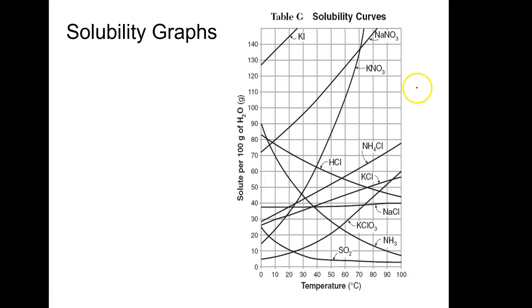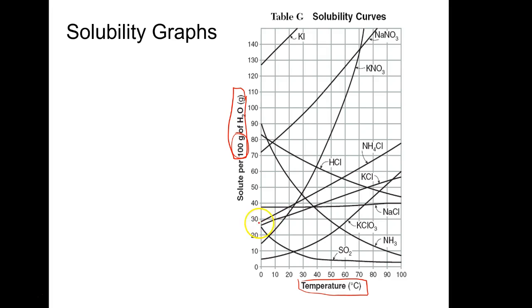So this is what a solubility graph looks like. It comes from the New York Regents exam. Miss Ellis probably has this in your reference tables. But anyhow, if you notice, on the y-axis it's talking about the grams of water, specifically 100 grams, because remember, solubility is a given amount of solvent. So we're talking 100 grams of water, and on the x-axis is temperature. And then you have all these lines and all these chemicals.